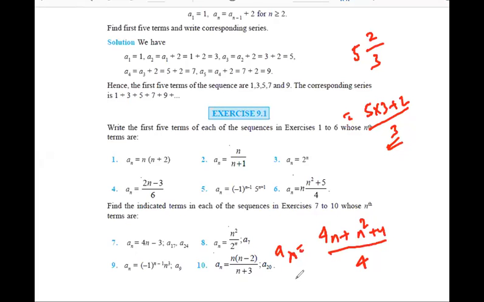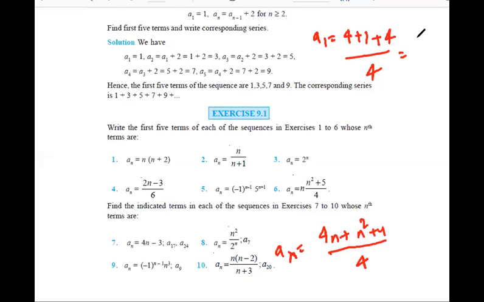Okay, put n is equal to 1. So a1 will be what? Yes, A1 will be equal to 4 plus 1 plus 4 by 4. Agree? Which is equal to 9 by 4. Okay, sorry, it is 5. My bad. So this is 10 by 4, which is 5 by 2, 2.5. Okay, so you can put n is equal to 2. You will get A2. Clear?